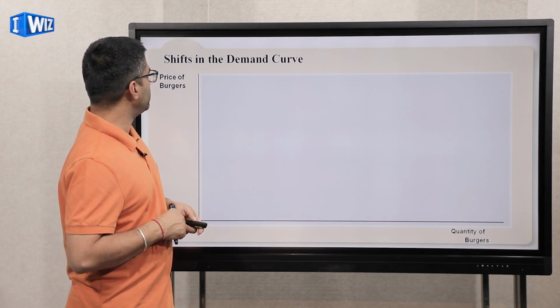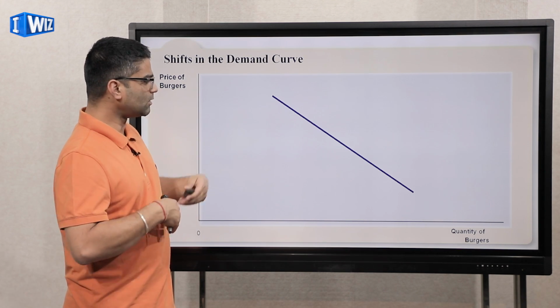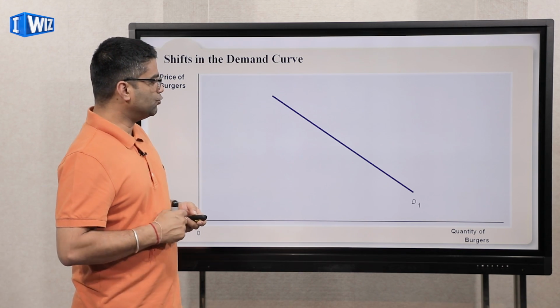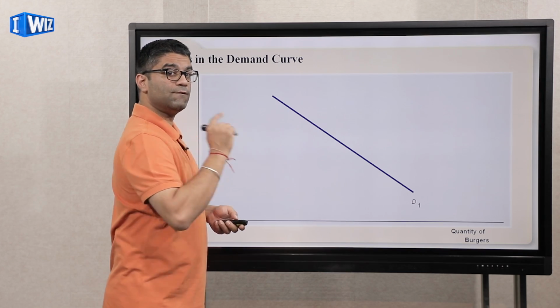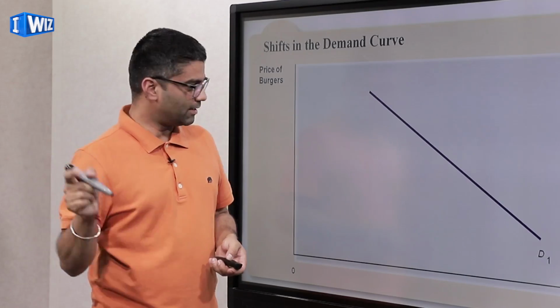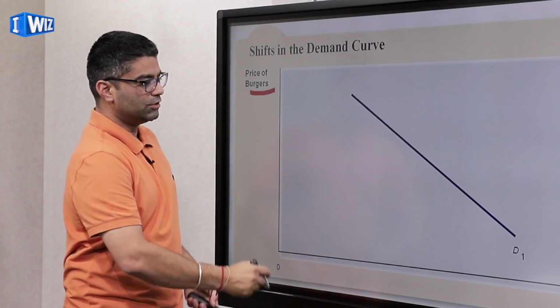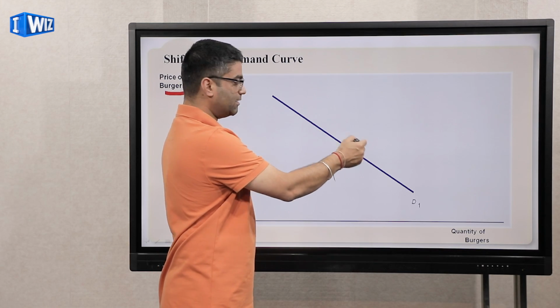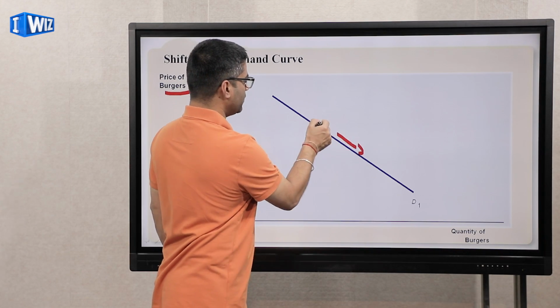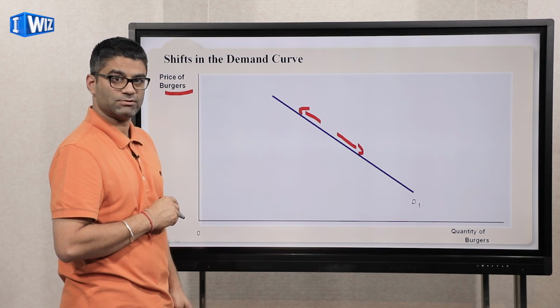So here we have quantity of burgers and the price of burgers. You have the demand curve for burgers. You will move along this curve if what happens? That's right, if the price of burgers changes, you will move along this demand curve, right? If the price goes down, you'll buy more. If the price goes up, you'll buy less.